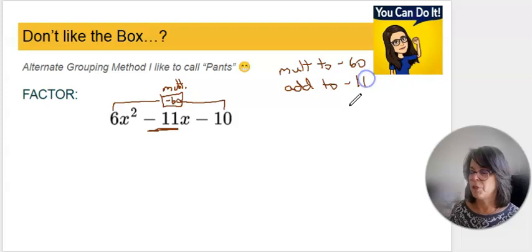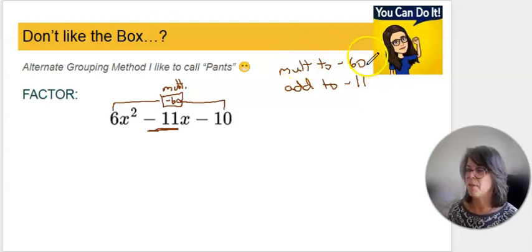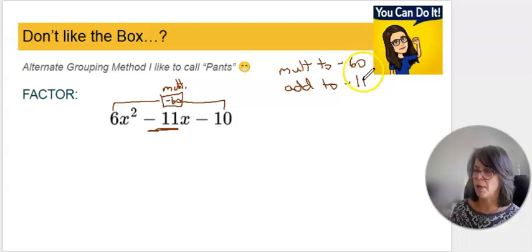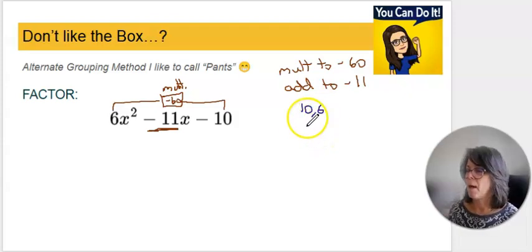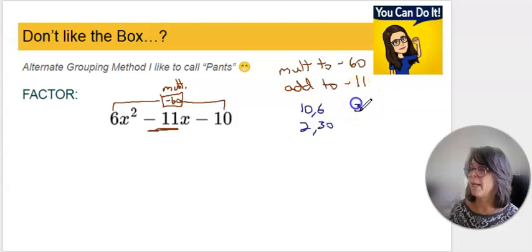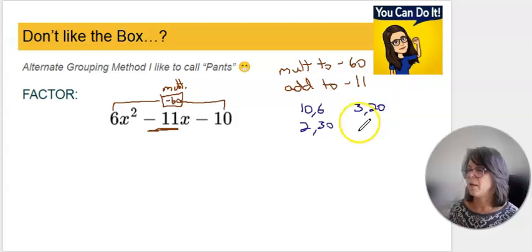So remember what we do. We focus on the negative 60 first. Let's forget about negatives for a second and just think of numbers that multiply to 60 in general. All right, so 10 times 6 comes to mind quickly. 2 times 30, 3 times 20, and 4 times 15. We forget a lot about that one.